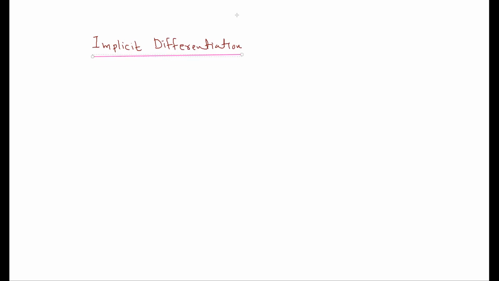There are two types of functions. One is implicit function, another one is explicit function. Explicit function means we can write, for example, y is equal to x square, or y is equal to 4x plus 3. Like that we can write y on one side and everything else on the other side. That is known as explicit function.